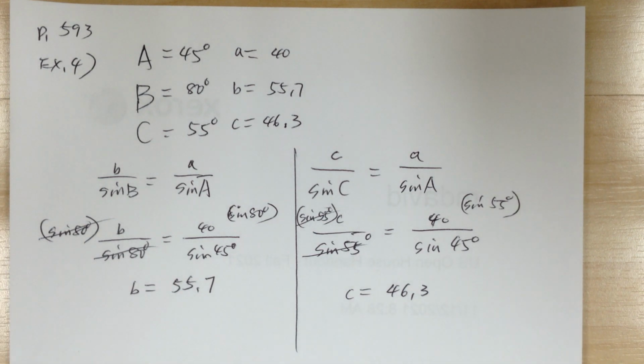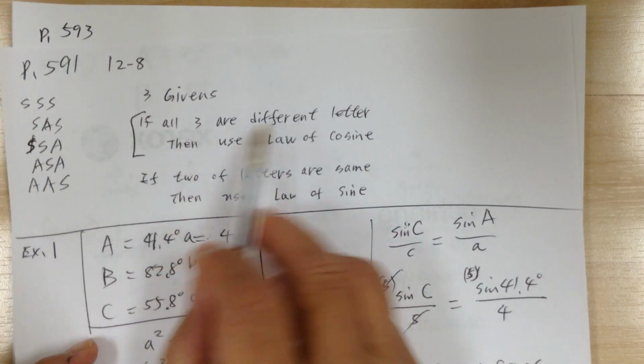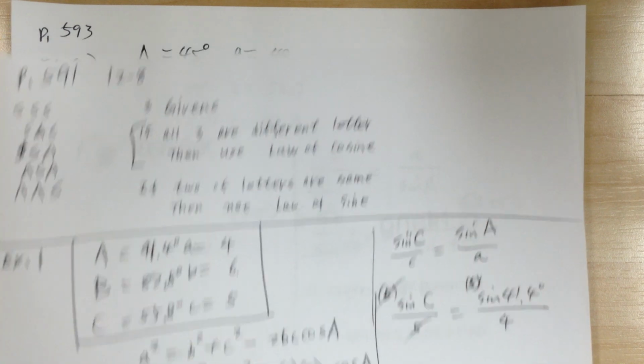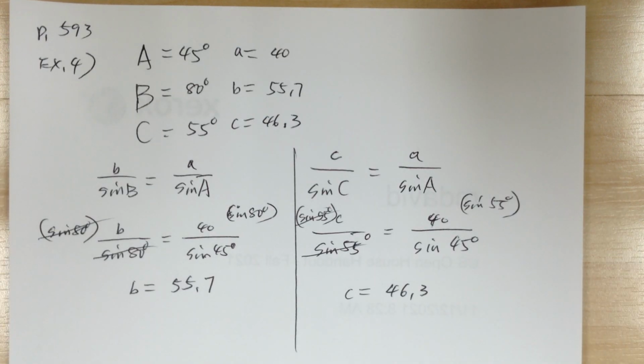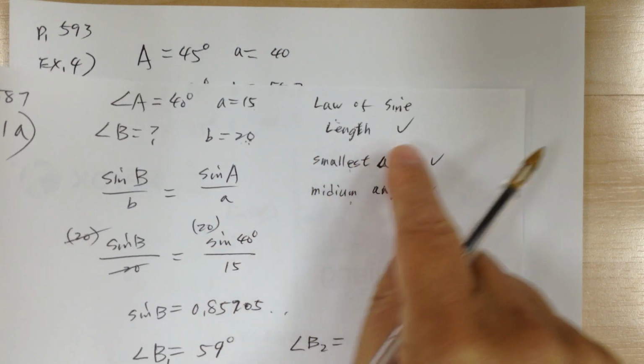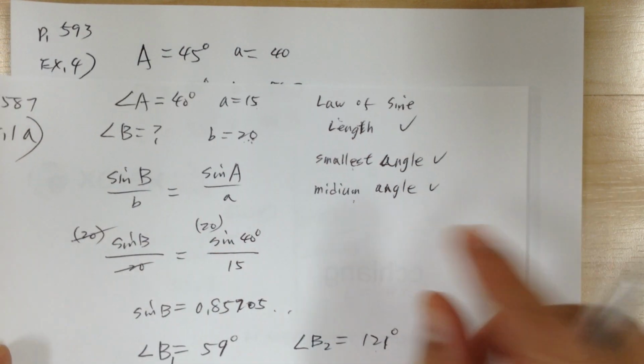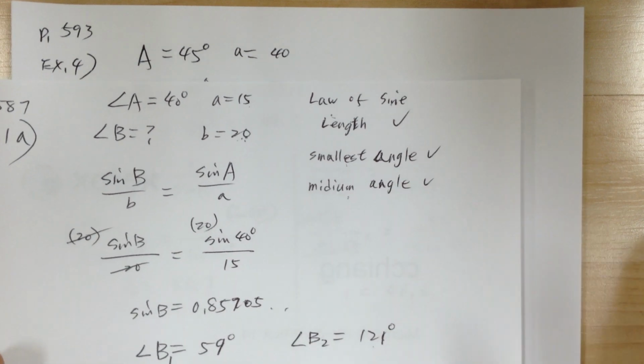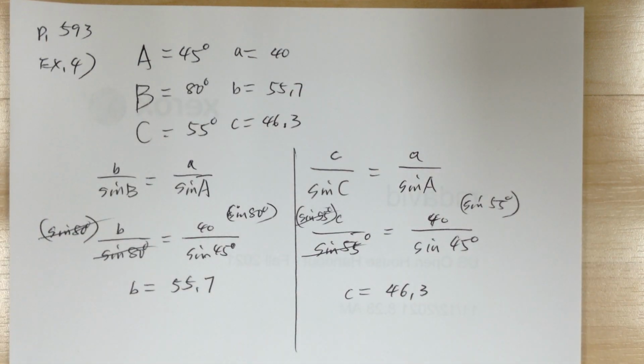So again, let's go over it quickly. If all three sides are different, use the law of cosine. If two of the sides are the same, use the law of sine. And when you use the law of sine, if it's the largest angle, or if you don't know for sure, then make sure that you get the second case. But if you use the law of sine to find the length, then you're good. If you know it's the smallest angle or a medium angle, then you're good. You don't have to worry about a second case. Okay, and so that's it.